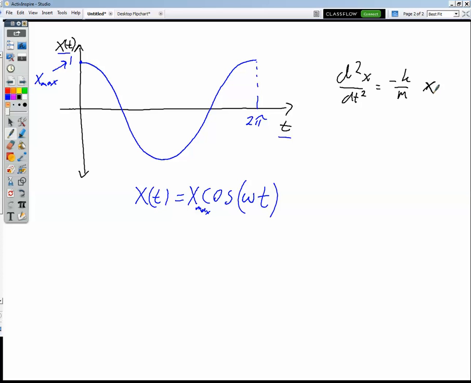And we see then that negative omega squared is equal to whatever comes in front of our position, that proportionality. So we have negative k over m. And the negatives cancel, and we end up with omega is equal to the square root of k over m. Now this is true for springs, and omega is called the angular frequency of the oscillation. And just like in circular motion, omega is in radians per second.